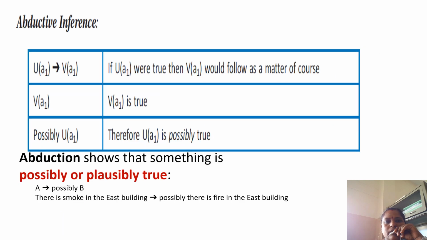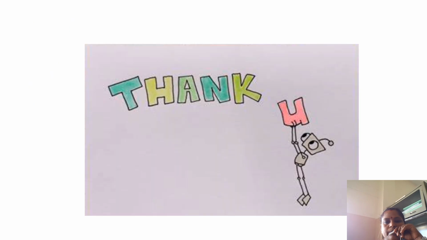The third inference is the abductive inference, where U(a1) is true means V(a1) is possibly true. So abduction shows that something is possibly or plausibly true. So when there is smoke in the east building, it implies that possibly there is a fire in the east building.